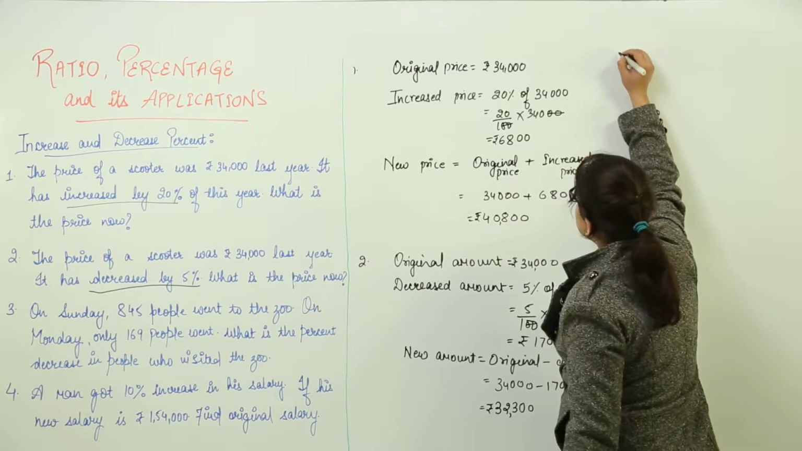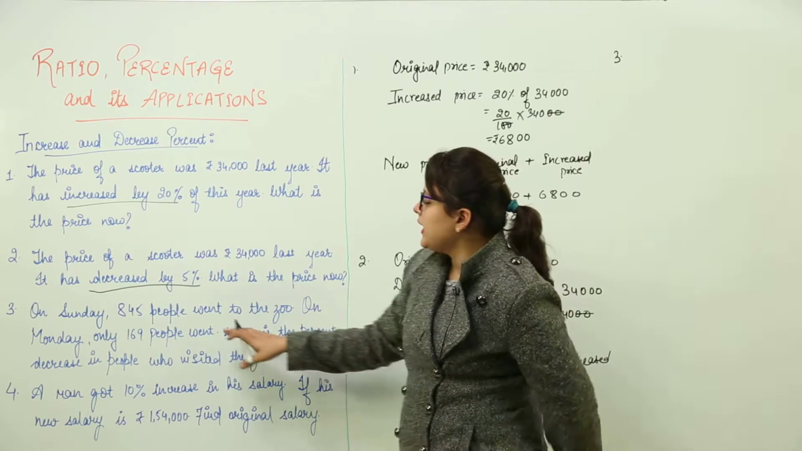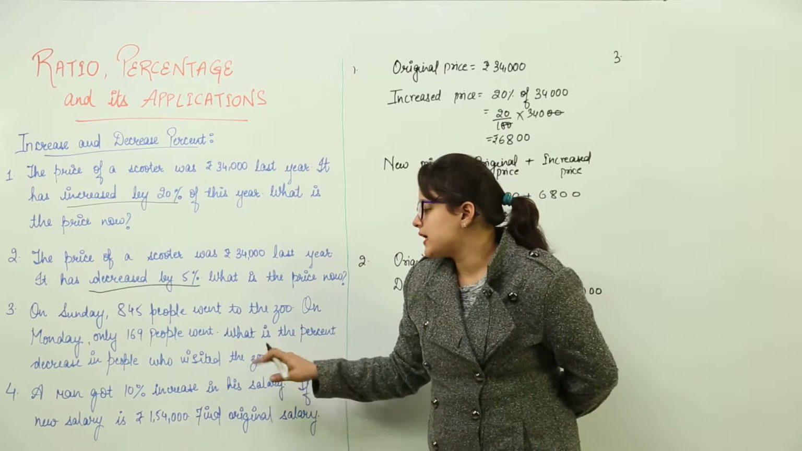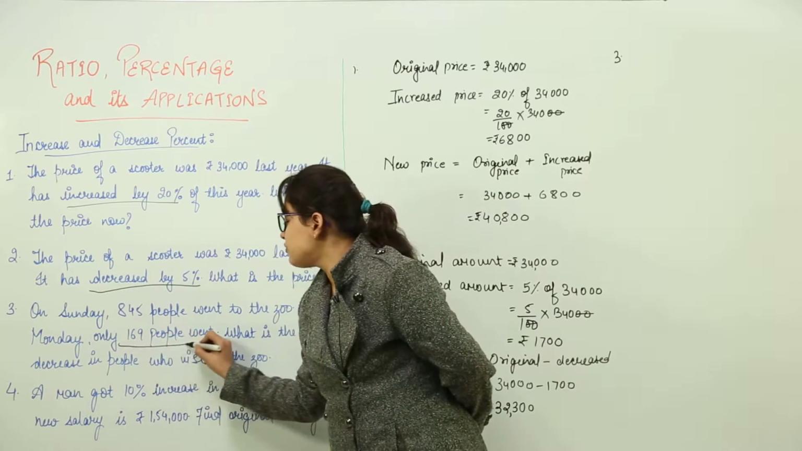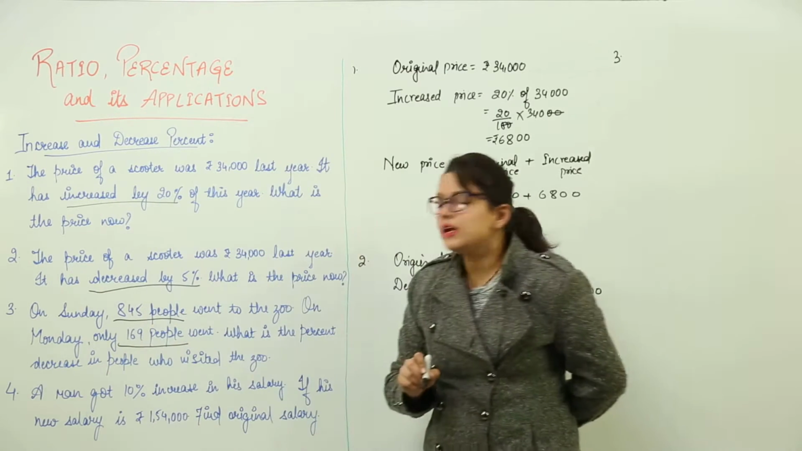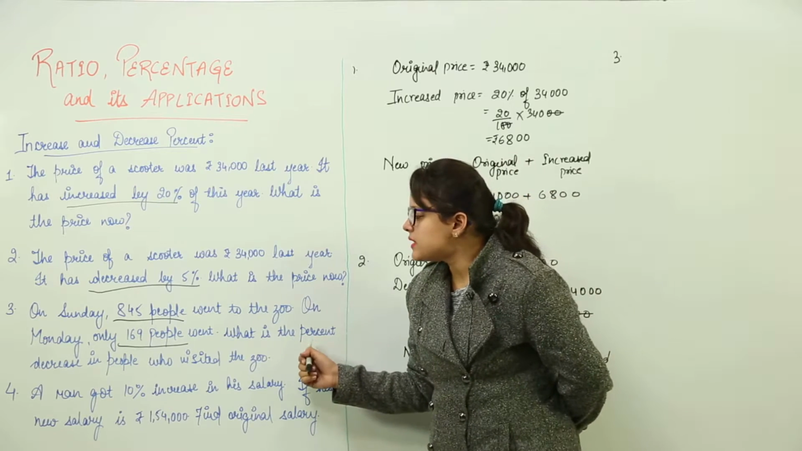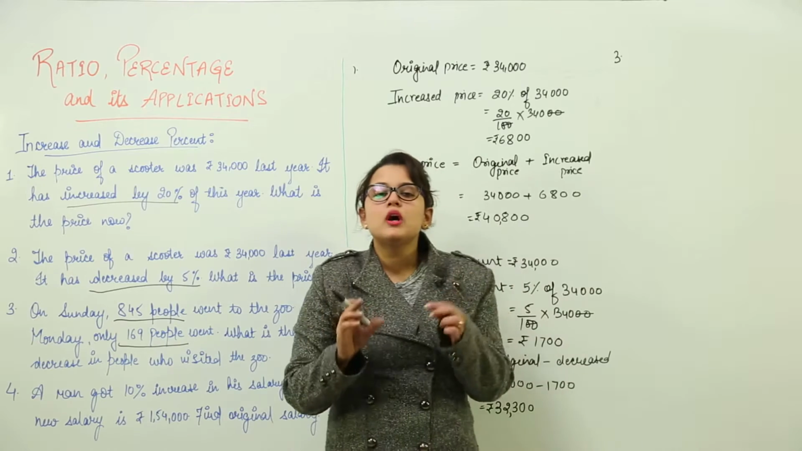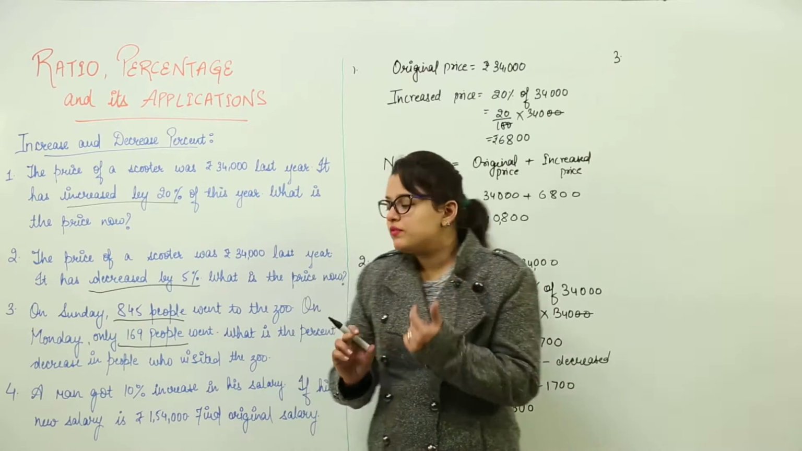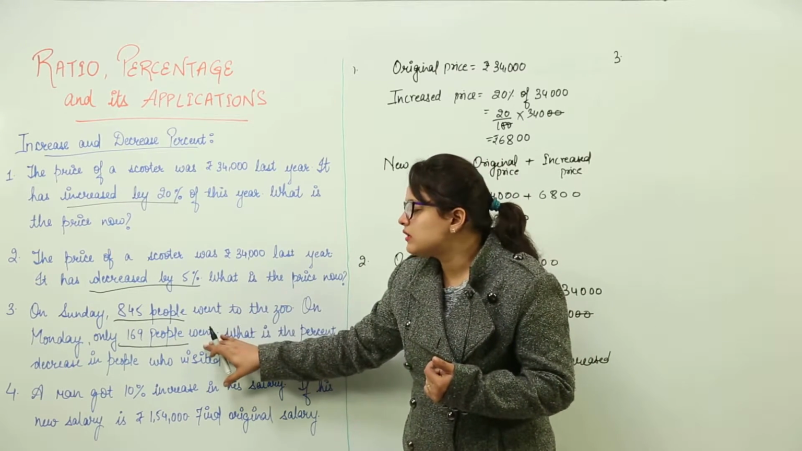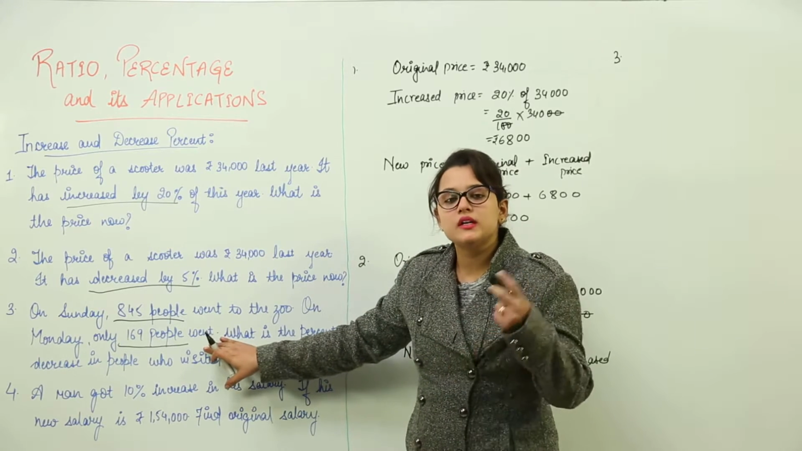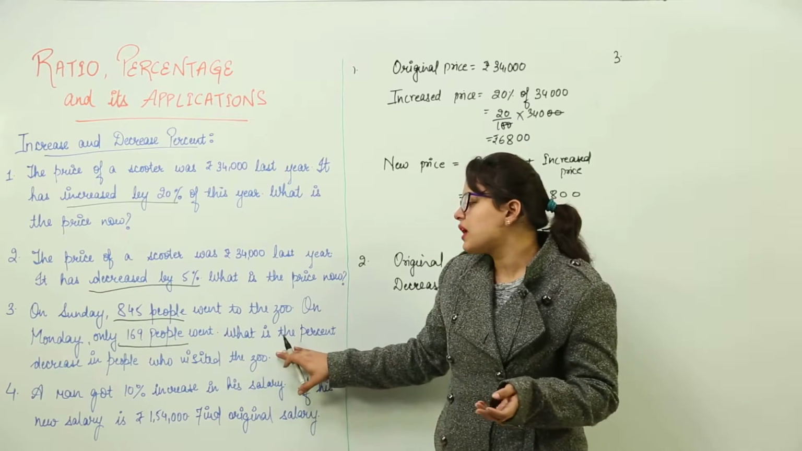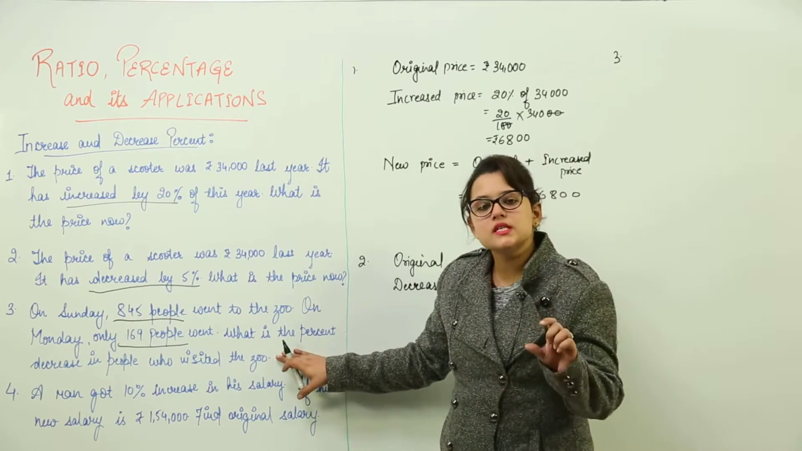The third question says, on Sunday 845 people went to the zoo. On Monday only 169 people went. So we have the data for 2 days, that is 845 and 169. What is the percentage decrease in people who visited the zoo? We have to identify, first of all, is it going to decrease or increase? The number of people are decreasing as we are moving from Sunday to Monday. So that is what we have to find. We have to find out the percentage decrease.